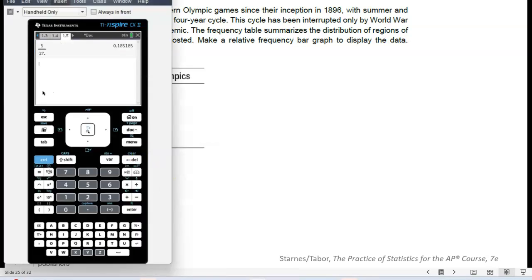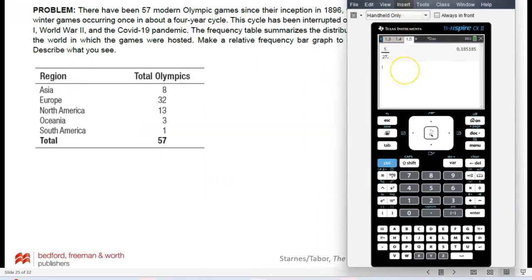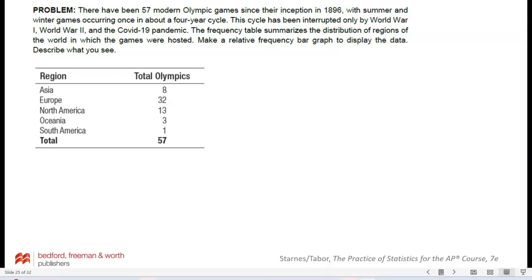Let me just get this so we can see it. You would type in 8 divided by 57, 32 divided by 57, and start getting all those percentages. So Asia is about 14%, Europe is about 56%, and so forth. So you can see the breakdown.